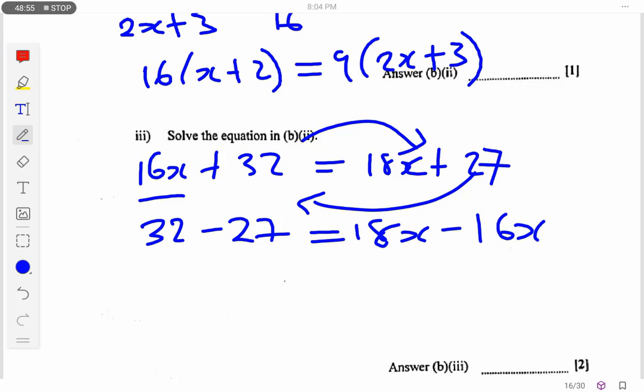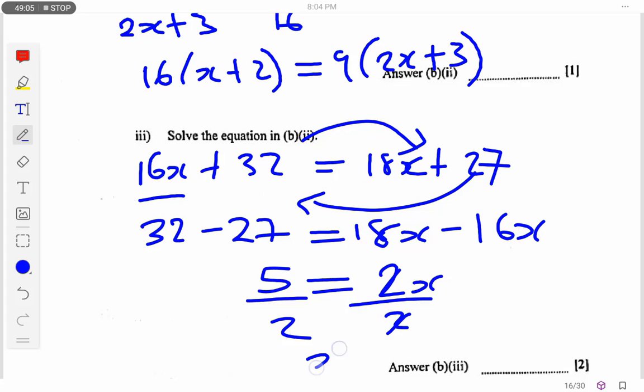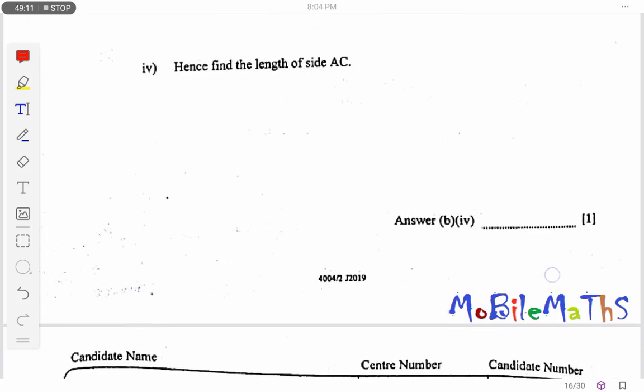Okay, 32 minus 27 we get a 5, which is equal to 18x minus 16 we get 2x. Then we divide by 2, our x is equal to 5 over 2 there. This is the value for our x. Let's go to the next question.